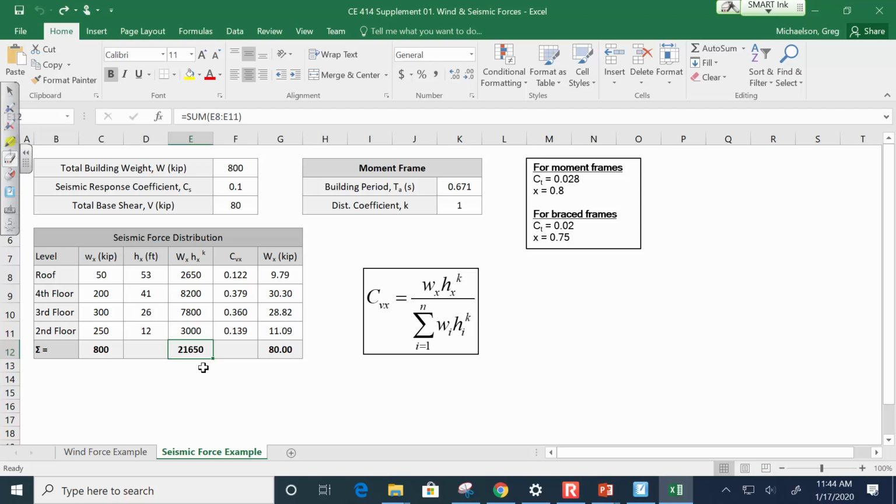That's the roof. That's the fourth story. That's the third story. That's the second story. So what would I do? I'd build this in RISA, and I'd put a lateral load here that's 9.79 kips. I'd put a load right here that's 30.3 kips, and etc. I gotta believe that's pretty straightforward. Does anybody have any questions about that?